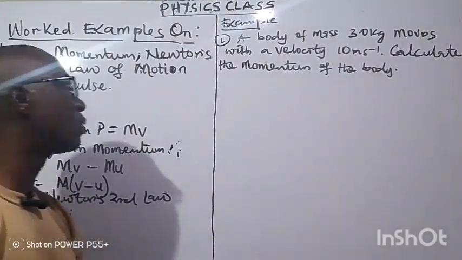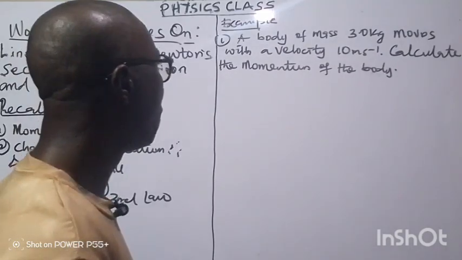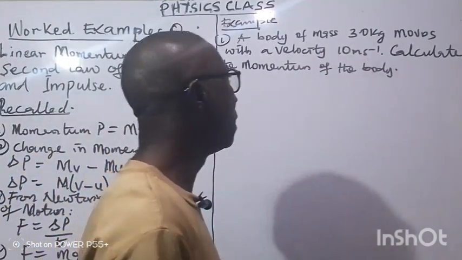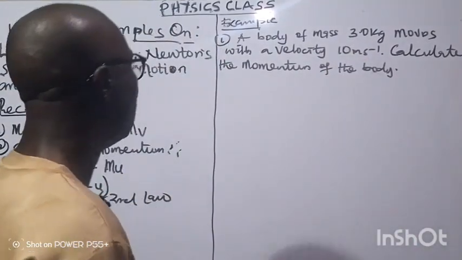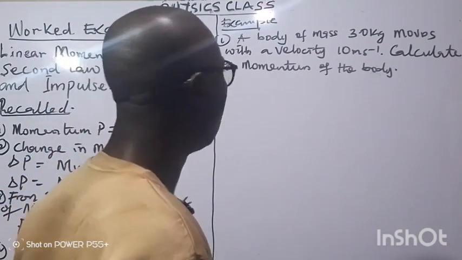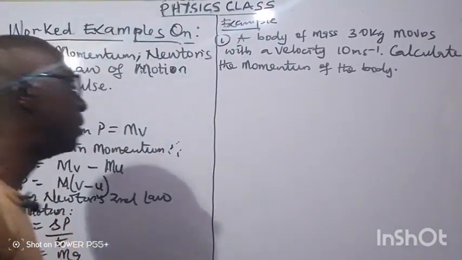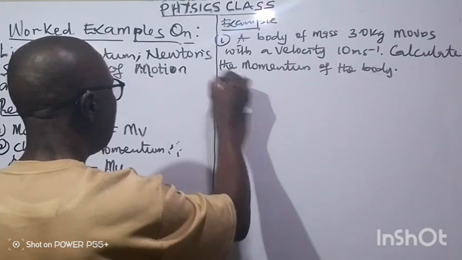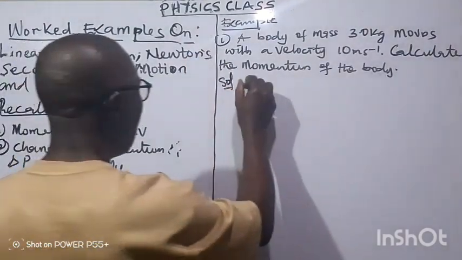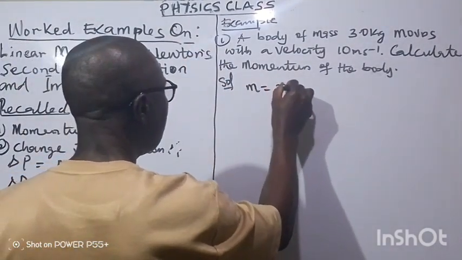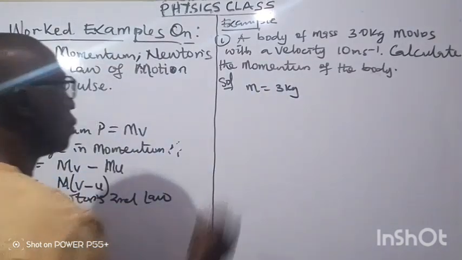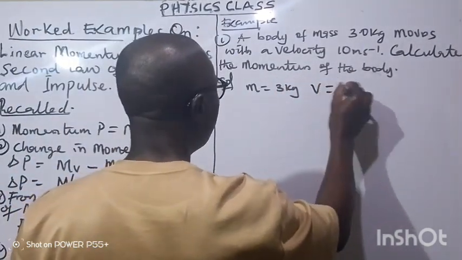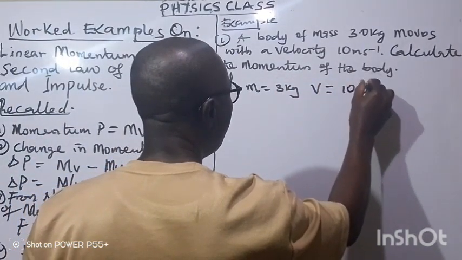Now, let's take this one as example 1. A body of mass 3.0 kg moves with a velocity of 10 meters per second. Calculate the momentum of the body. Now, let's write out the parameters within the question. One, mass is given, that is 3 kg. Two, velocity is given, that's 10 meters per second.